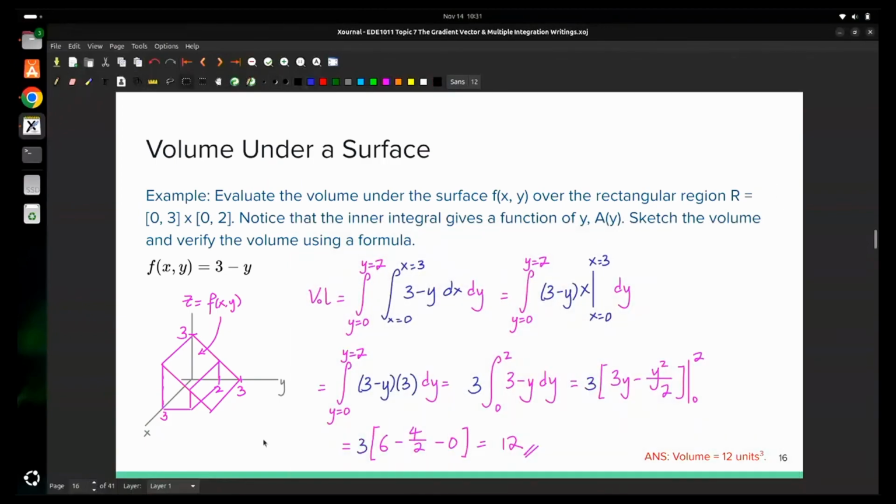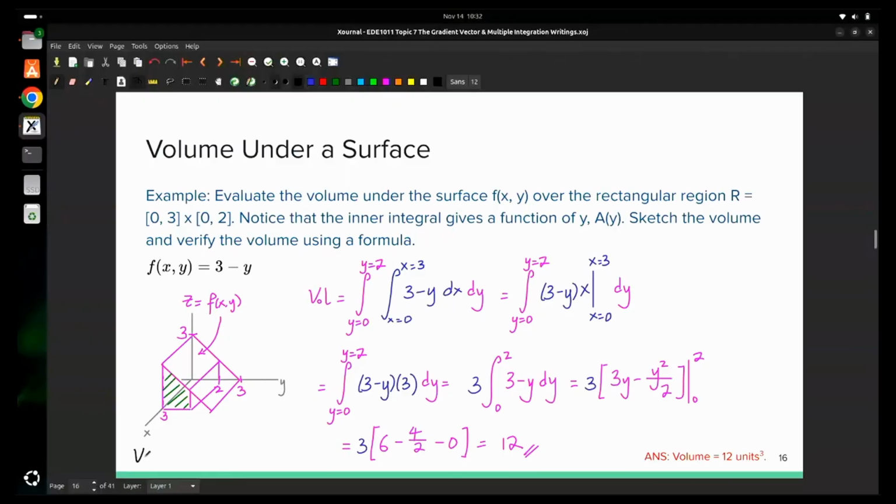Any questions? So you get 12 units cubed for the volume. If you try to verify the volume using a formula, it's actually very simple. You can see that this block is represented by a trapezium on the side. So you just take the area of this green trapezium and multiply by the width. If I use the volume formula, I can get the answer also.